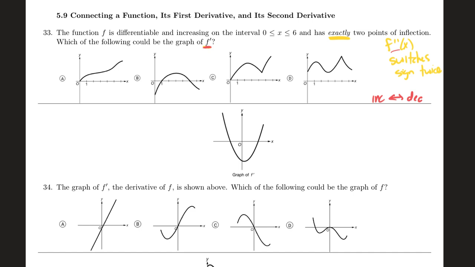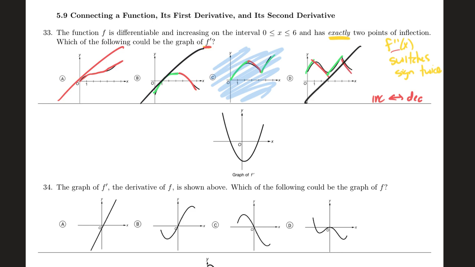This one is always increasing, so this one is out because it doesn't change. This one goes from increasing to decreasing. That's only one change, so that one's out. This one goes from increasing to decreasing to increasing. That's 2 changes, so this one should be our right answer. And the last one goes from increasing to decreasing to increasing to decreasing, which is 3 changes, which again is too many, so that one's also out.